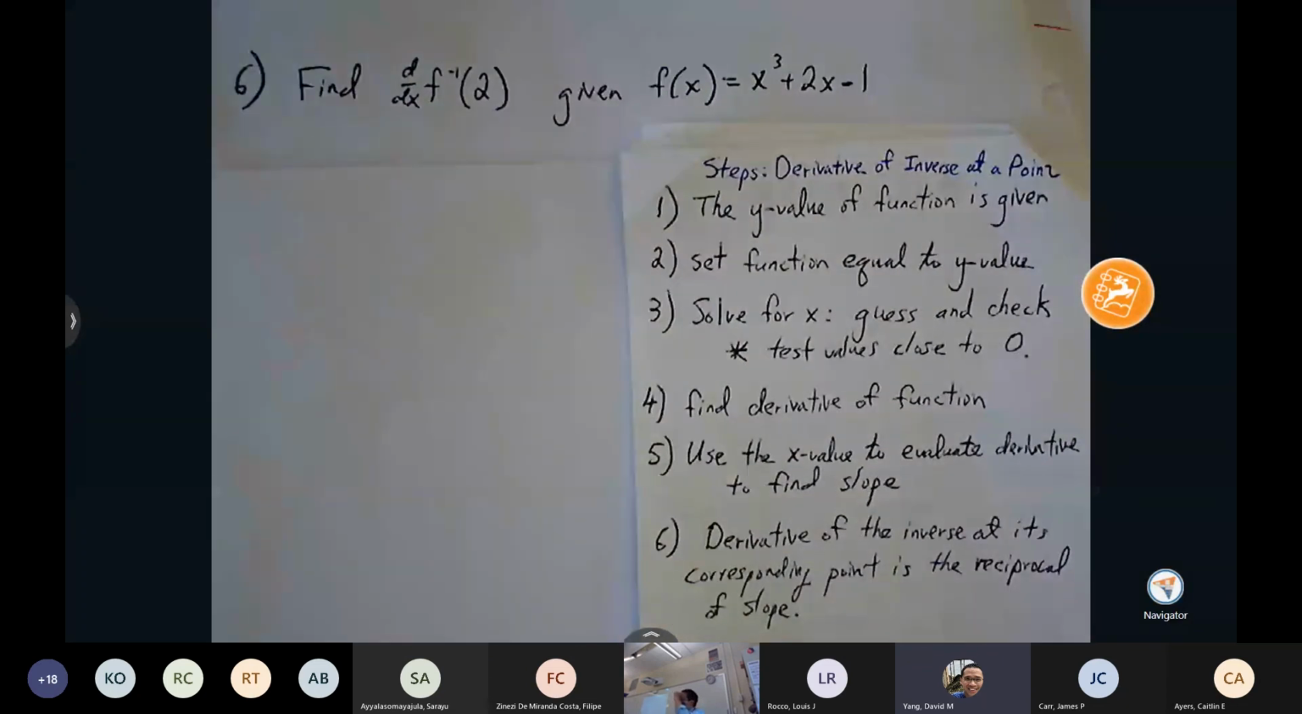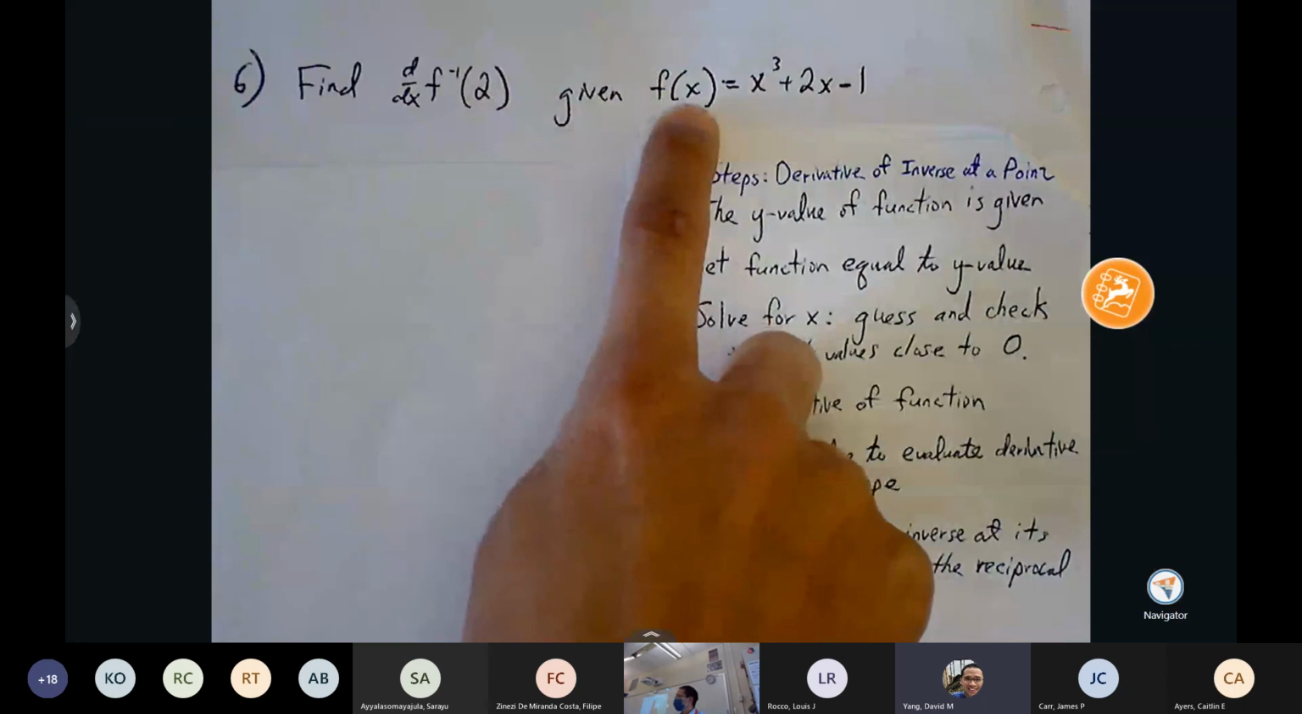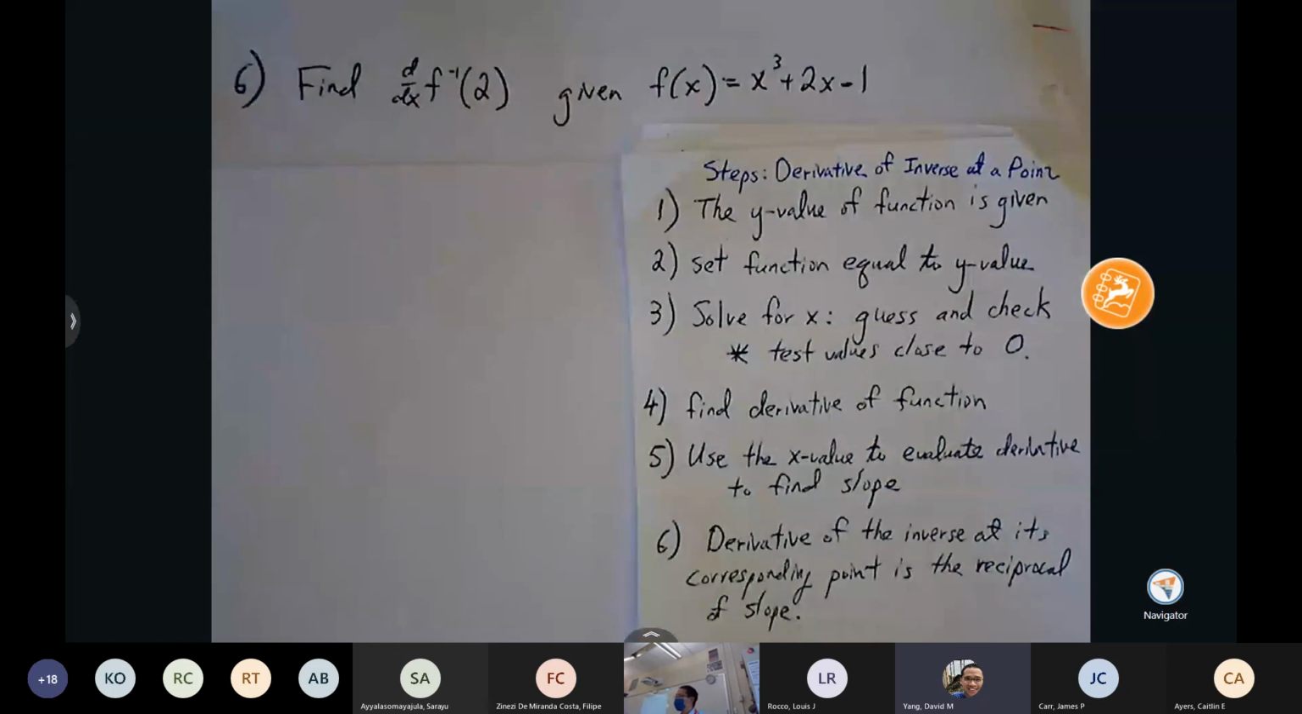First thing we do is recognize the fact that the number given to you is not the x value of the function. It's the x value of the inverse, but it's really the y value of the original. So we have to understand that this 2 is going to go into the y location of my function, and we'll have to work backwards to find the x. Okay, so we set 2 equal to the function.